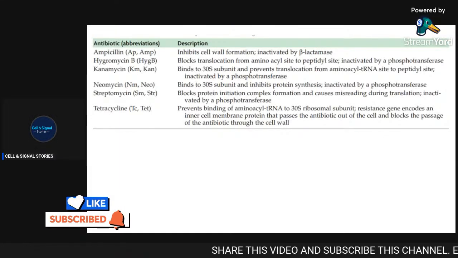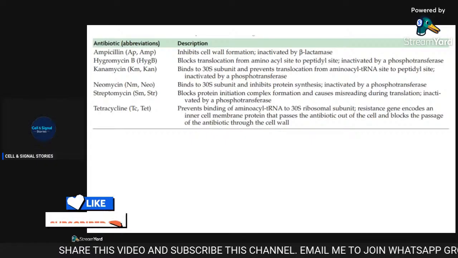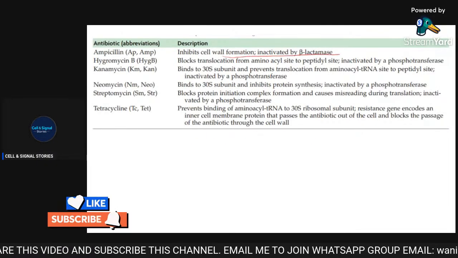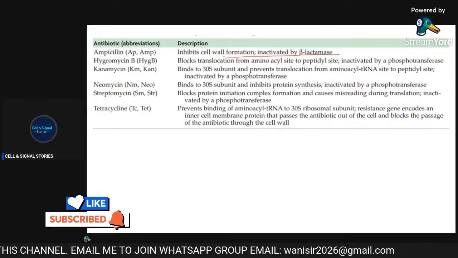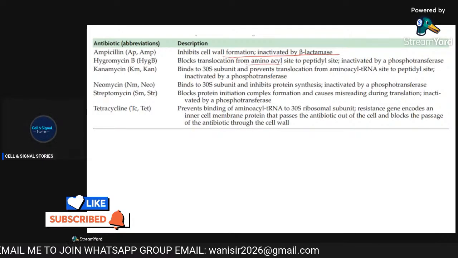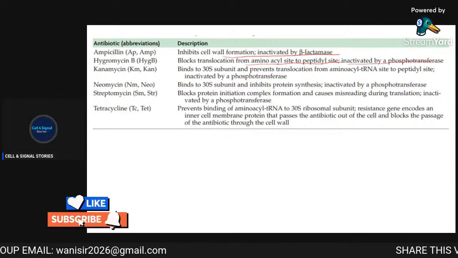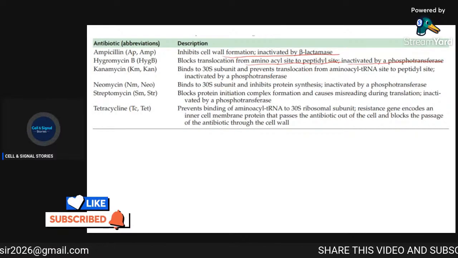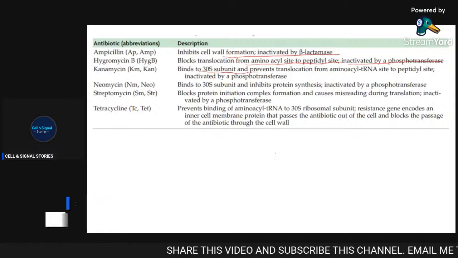Now, what is the role of the antibiotic ampicillin? It inhibits cell wall formation and is inactivated by beta-lactamase. What is the role of hygromycin? Hygromycin blocks translocation from the aminoacyl site to the peptidyl site and is inactivated by phosphotransferase. What is the role of kanamycin? Kanamycin binds to the 70S ribosome.